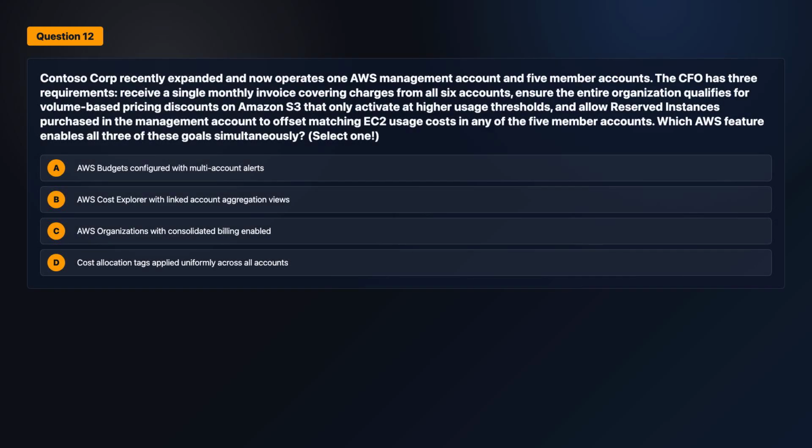Let us keep moving. Question 12. Match the answer to the situation. Contoso Corp recently expanded and now operates 1 AWS management account and 5 member accounts. The CFO has 3 requirements: receive a single monthly invoice covering charges from all 6 accounts, ensure the entire organization qualifies for volume-based pricing discounts on Amazon S3 that only activate at higher usage thresholds, and allow reserved instances purchased in the management account to offset matching EC2 usage costs in any of the 5 member accounts. Which AWS feature enables all 3 of these goals simultaneously? Select one. Review the answer choices on screen.